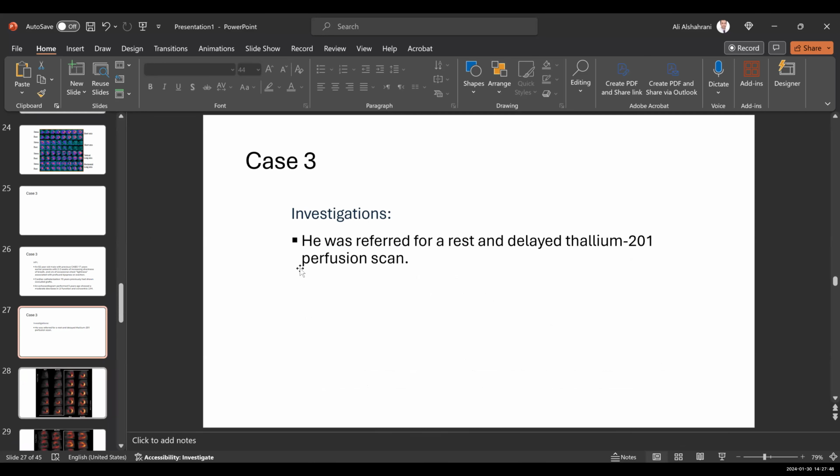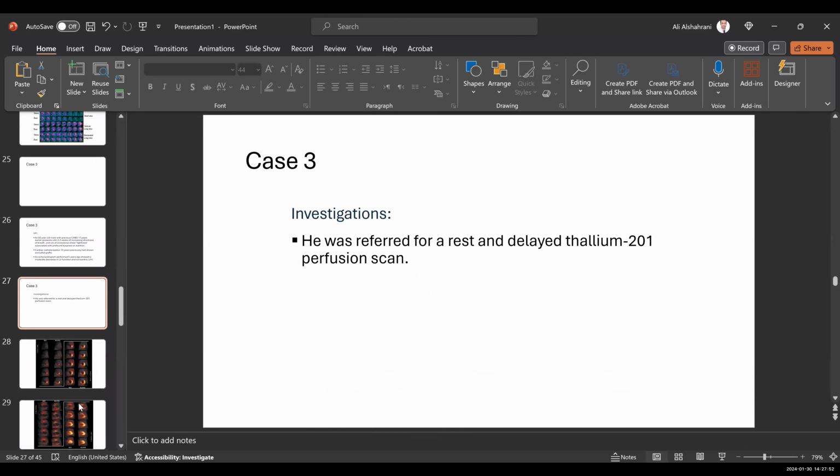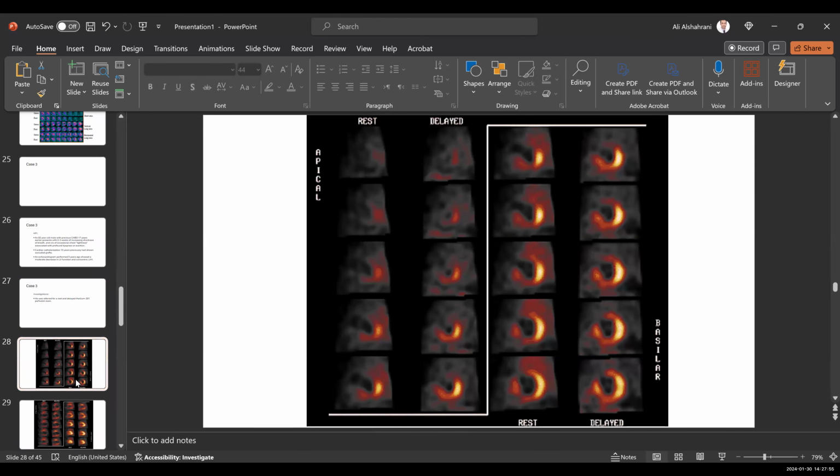I don't know if you guys are doing this, but it's the same concept of perfusion. And this is his thallium.